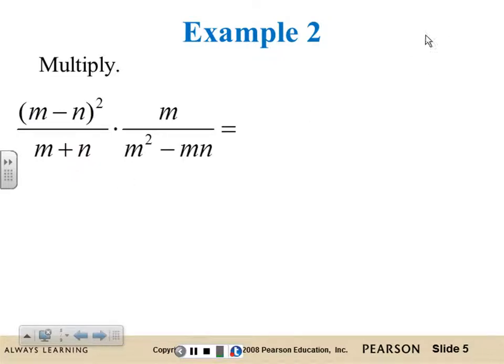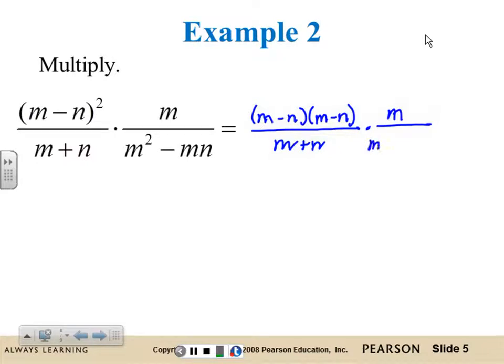So what I need to do is factor the tops and factor the bottoms if possible. So I'm going to just rewrite that m minus n times m minus n like that. And on the bottom, it's just going to stay m plus n. Times, I can't do anything with that m, and then here, there's an m in common, so I'm going to bring it out, and when I do that, I'm going to have m minus n.